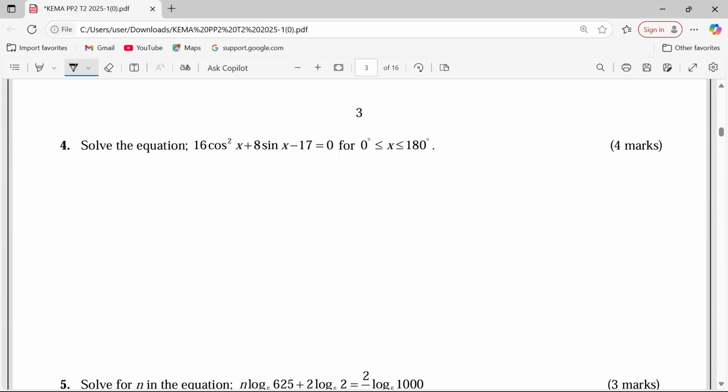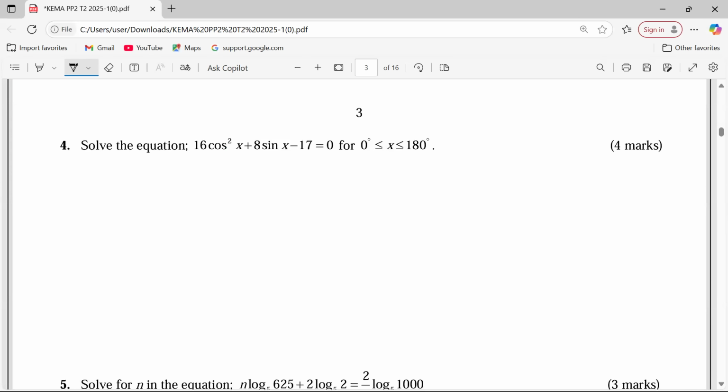Number 4, a question on trigonometry. Actually, trigonometry 3, whereby we are dealing with trigonometric identities. Solve the equation 16 cosine squared of x plus 8 sine of x minus 17 equals 0 for the range of x being between 0 and 180.